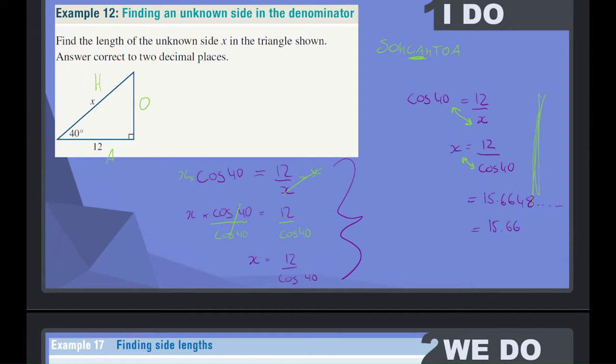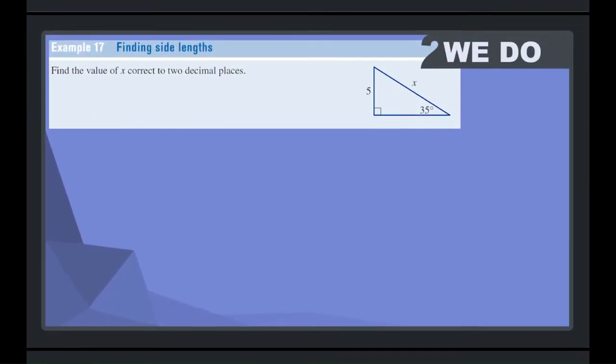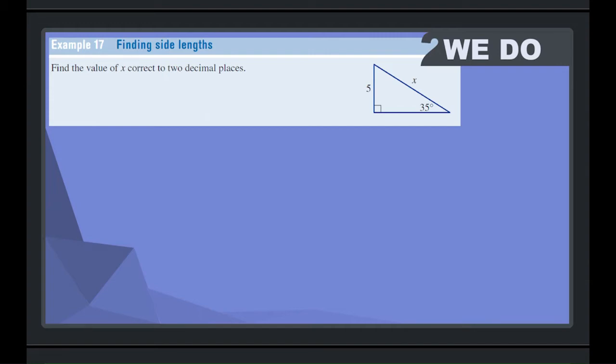All right, you can pick up your pen. We'll go through this one together. I want you to write this one down with me. Take a second to just draw the triangle. Pause the video if you need to. We've got opposite. We've got hypotenuse. That means we're looking for sine. We write down all the information the question is giving to us. Sine 35 equals 5 over x.